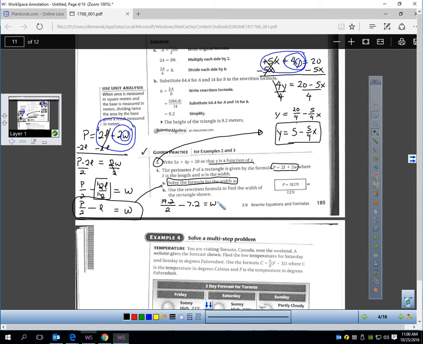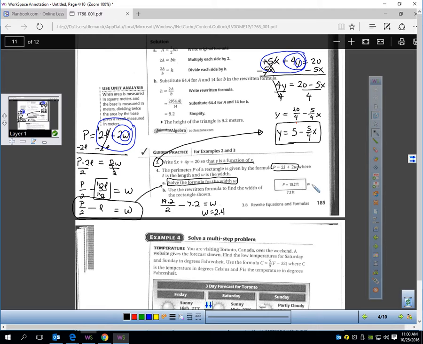So let me put that in my calculator and try it real quick. 19.2 divided by 2 minus 7.2 is giving me 2.4. My width for this problem should be 2.4. Let me check it real quick.